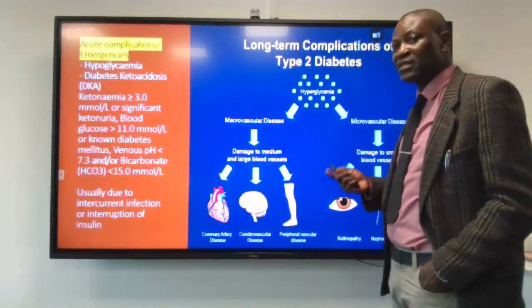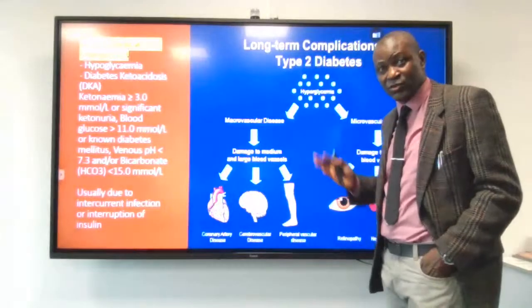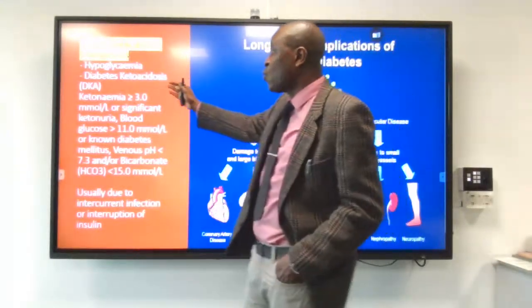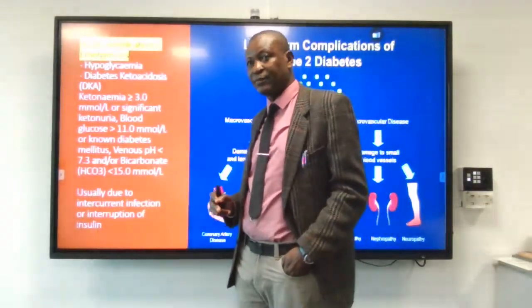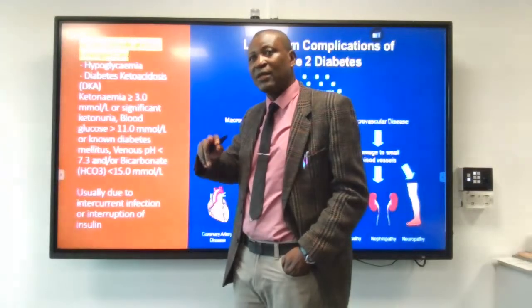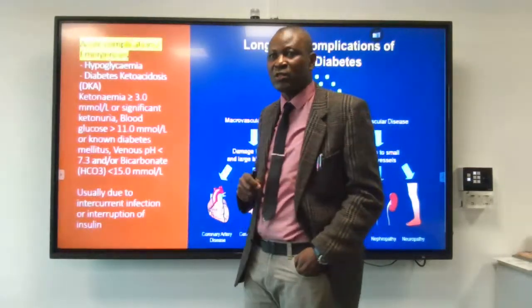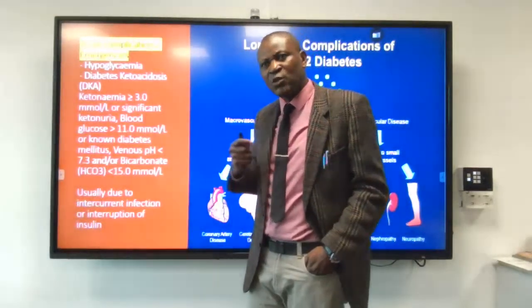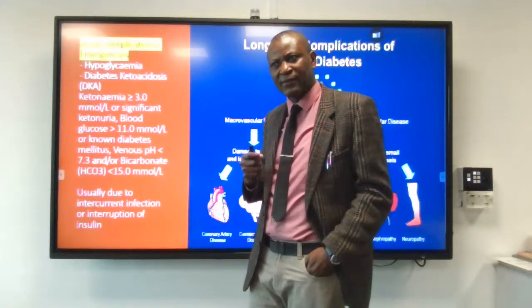Diabetic ketoacidosis is another situation; these are the two commonest emergencies. Also, when there is no insulin to drag glucose into the cell, the body will source for alternative fuel.